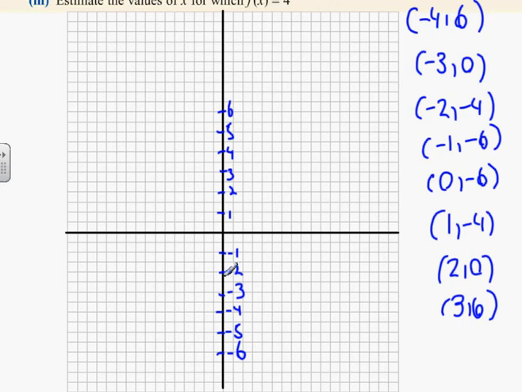Now, the axis has to have the same gap. I'm saying 2 blocks is worth 1. That means 1 block is worth a half. Okay, you have a question, Ryan.